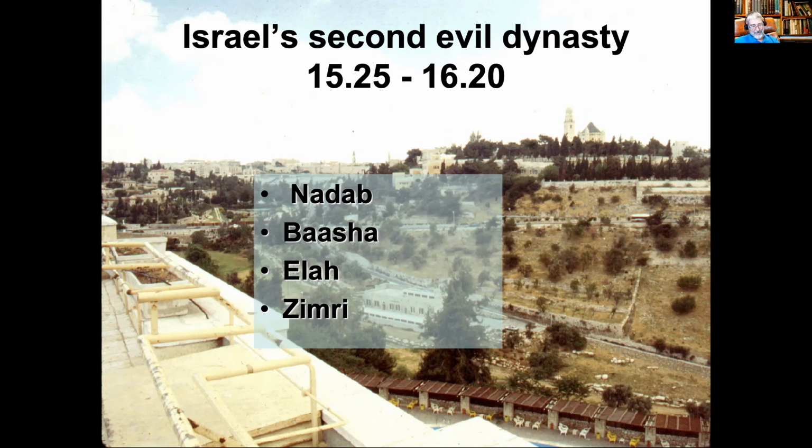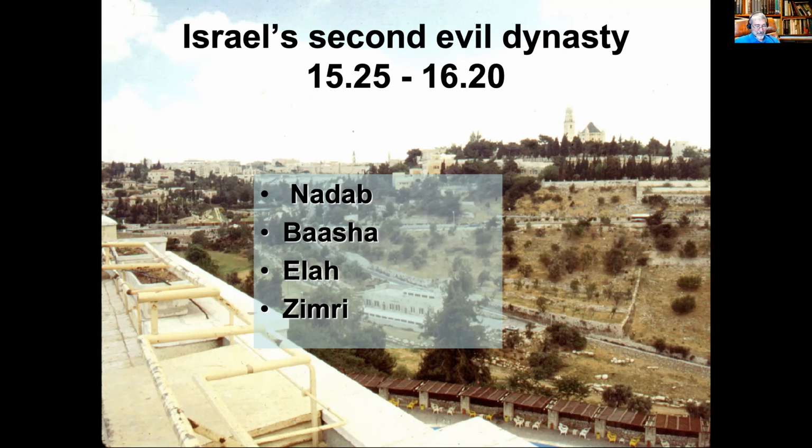The next line says, "So Tibni died." I suspect that wasn't his decision. The Bible is often a little reluctant to give any details. The people who followed Omri were stronger, and so Tibni died, and Omri became king.